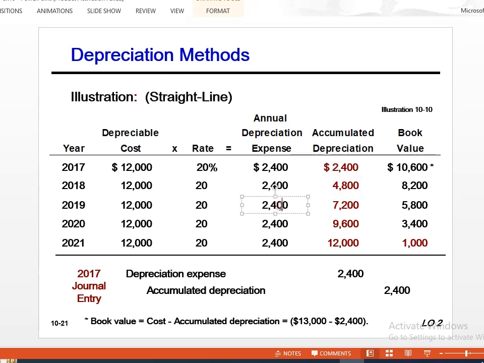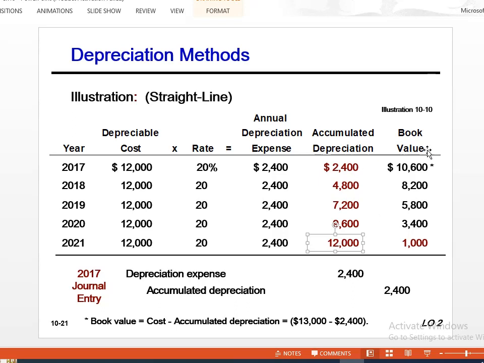Third year depreciation is 2,400. I also added this to the basket. The old balance of the basket was 4,800. We added the new amount. So now the updated balance of accumulated depreciation is 7,200. Then fourth year we also added, then fifth year we also added, and by the end of the fifth year the accumulated depreciation balance is 12,000, and this should be equal to depreciable cost, because now we have depreciated the whole cost. So this basket should have whole depreciation in it, which is depreciable cost, 12,000.